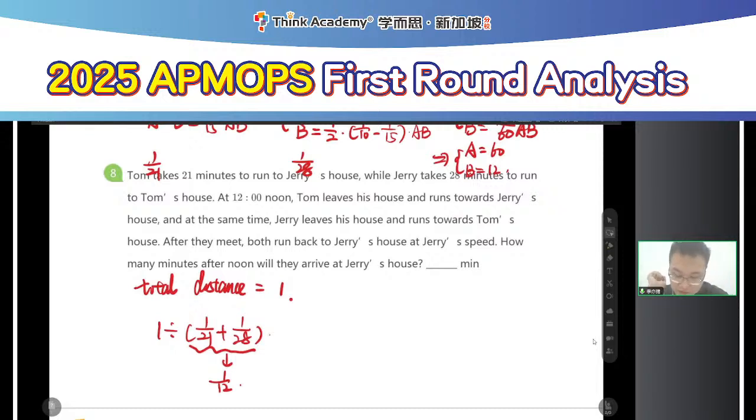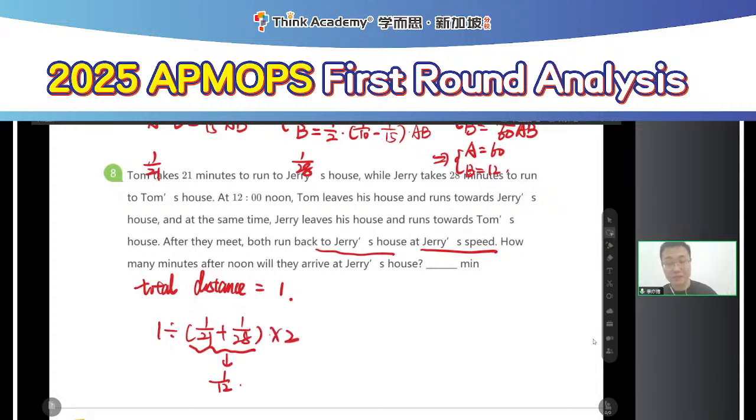And then after that, they meet each other at the meeting time. After they meet, they go back to Jerry's house at Jerry's speed. So ignore Tom, only look at Jerry. Jerry comes from his house to the meeting point, then from the meeting point goes back to his home, which means the time for Jerry should be exactly the same. So now we just simply times the 2, right?